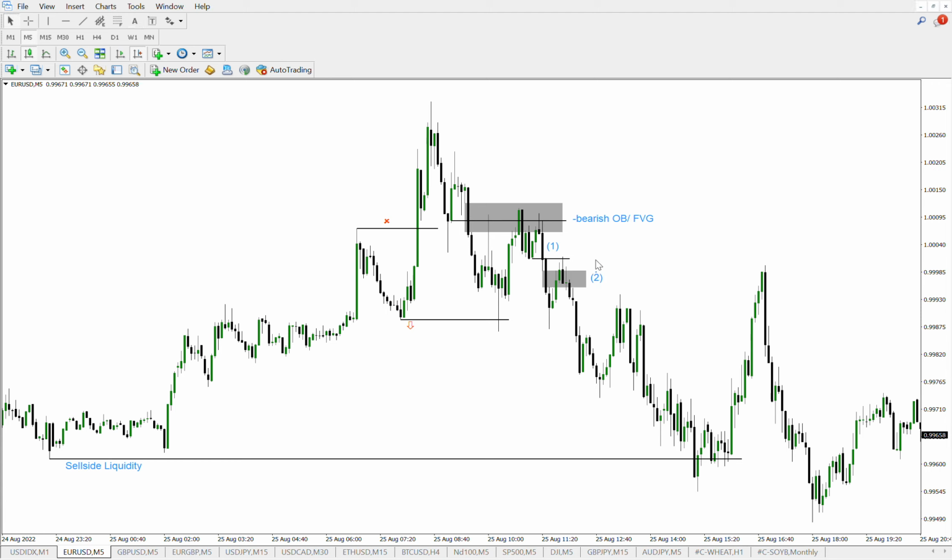And last but not least, I had a third entry, and I'm sure you guys can pick it out by now. I entered at this fair value gap and this order block here, right? So the same entry that I took on the first position that I missed here, I got it perfectly on the second one. Okay, so this was my third entry.